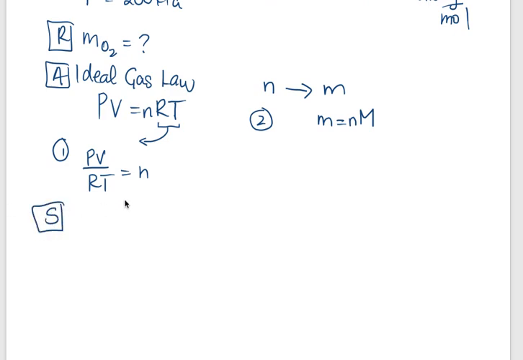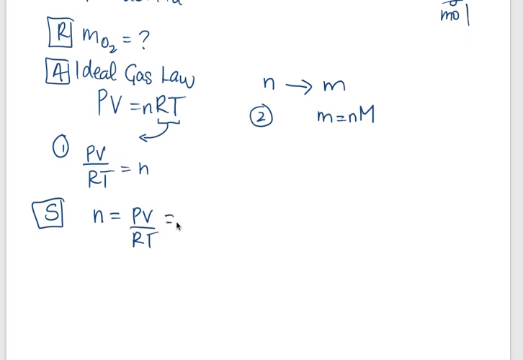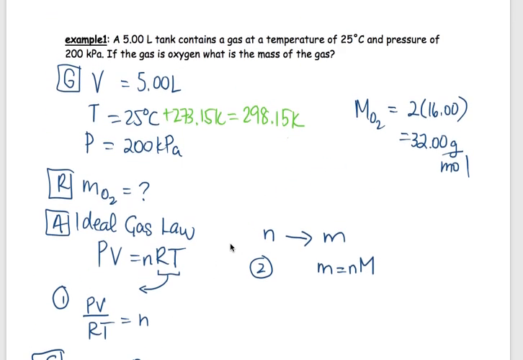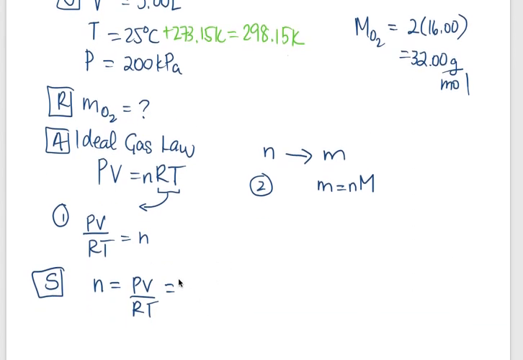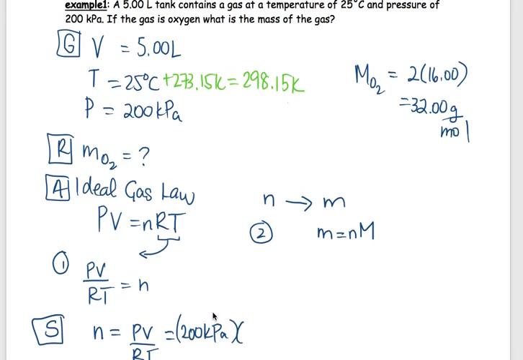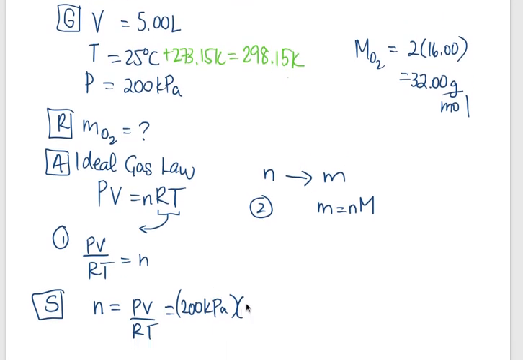Okay, so here's my solving steps. So n equals PV over RT. And again, you can use the unit analysis method as well. That works. Or if you feel like you just want to start using the formulas, that's fine too. Okay, so we have 5 liters, all divided by 8.31, okay?